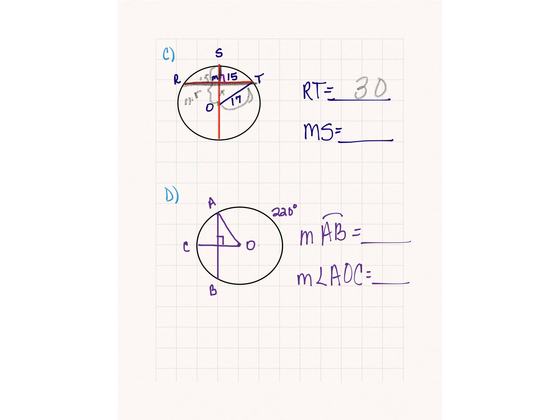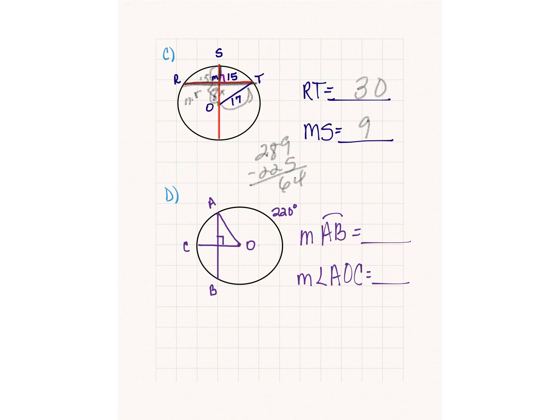Does that make sense? To find that little piece, I'm going to do 17 squared, 289, minus 225, which gives me 64. So X is 8. That's my X value here. So 17 minus 8 is 9, and I get MS to be 9.